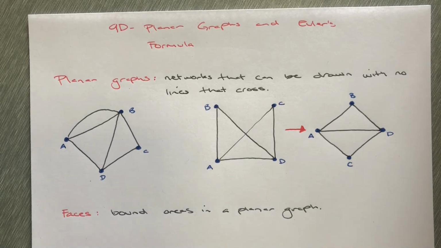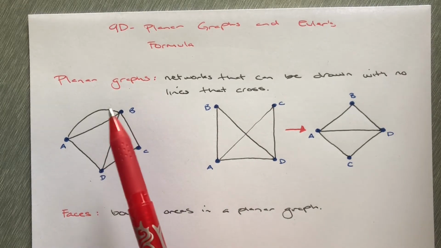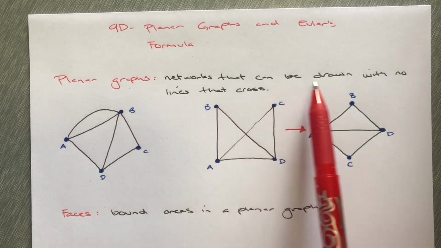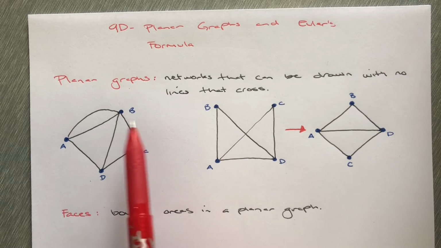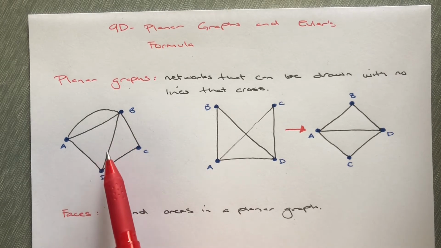Hey guys, we're up to 9D, which is planar graphs and Euler's formula. So we're looking at graphs, or networks, as they can be known in the other lesson, and I've got a few drawn here. But planar graphs are a certain type. A planar graph is a network that can be drawn with no lines that cross over. If we look at this one, we can see that none of those lines or edges are crossing over, so this one would be a planar graph.